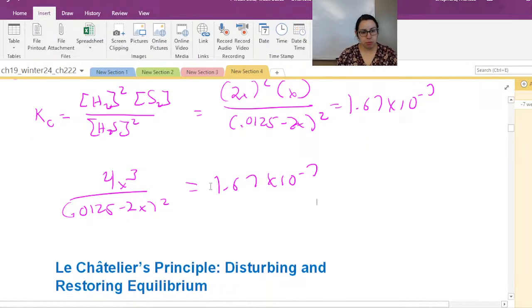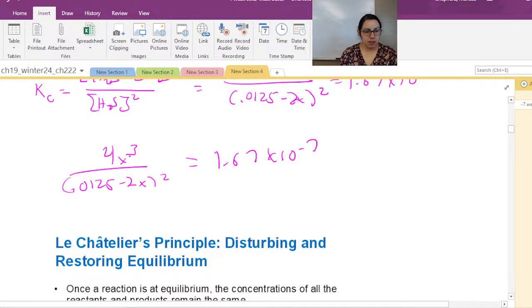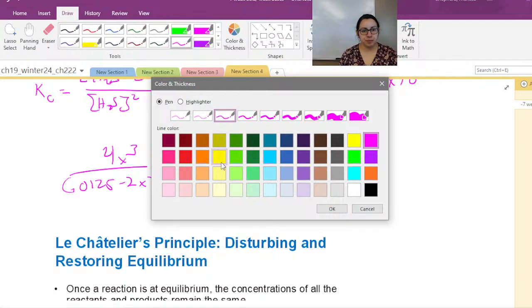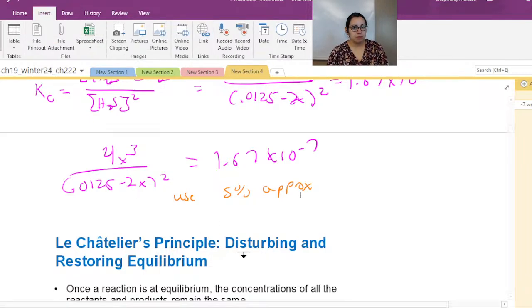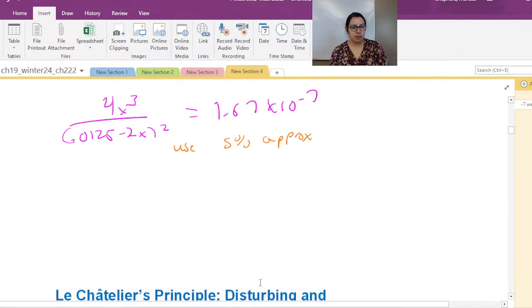And so now we're at this point, right? Now we have a cubic equation, so that makes it obviously more difficult to solve. And this is where we can try to use our approximation. So use our 5% approximation at this point. And again, that's because we're comparing our initial concentration. We're saying this is small, so this minus 2x doesn't matter. And that will help our math a lot.